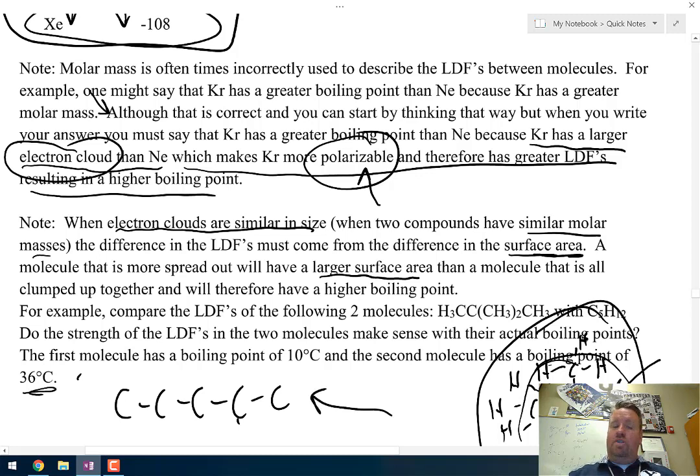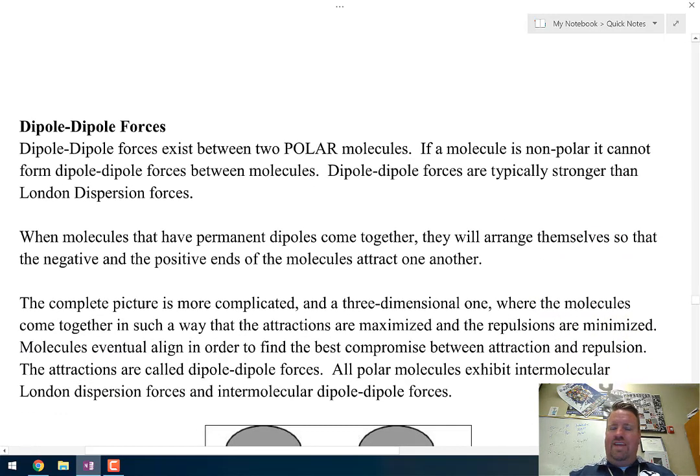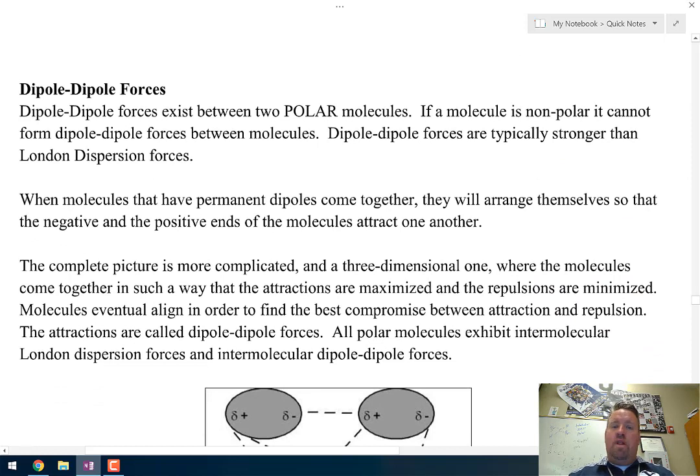And again, how would you explain it on the AP test? You would say, since C5H12 has a greater surface area than this molecule here, the London dispersion forces are greater, it's a more polarizable molecule, and therefore it's going to have a greater boiling point. Okay, so that's it for non-polar molecules.